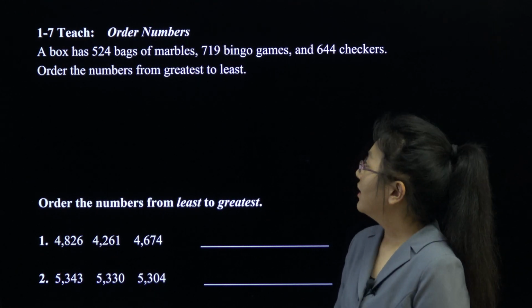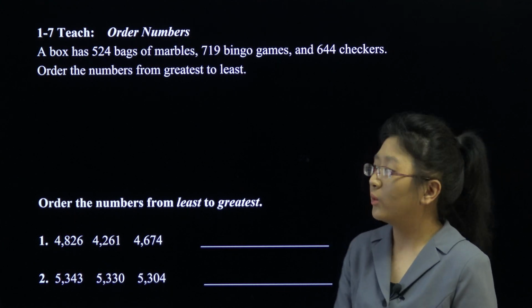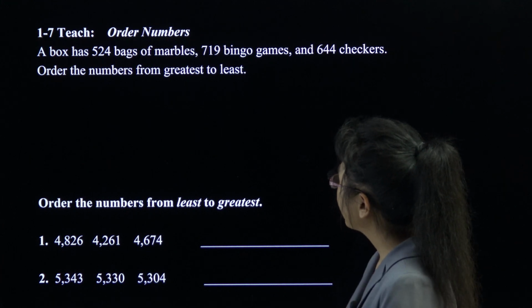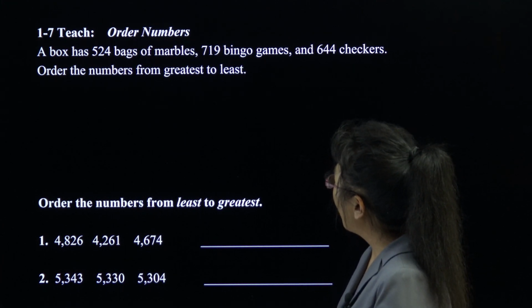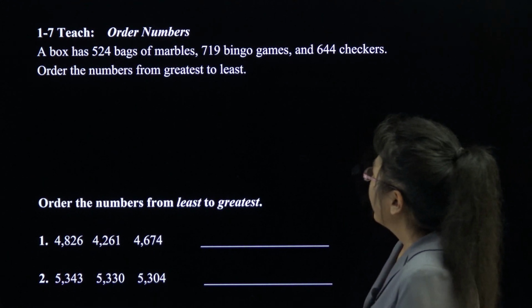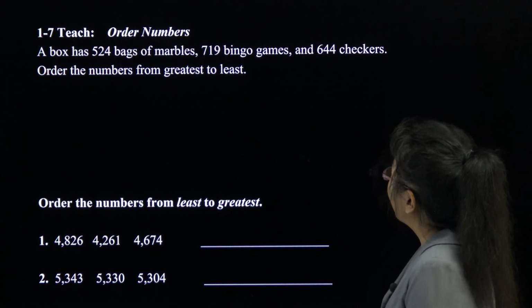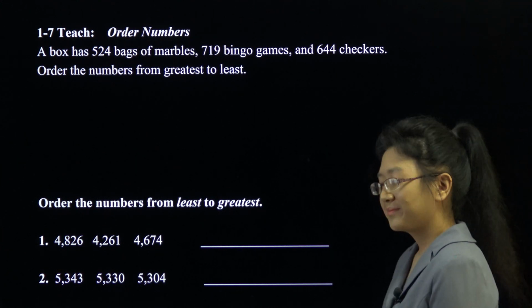Hi. We're going to take comparing numbers one step further and go with ordering numbers. A box has 524 bags of marbles. Alright then. 719 bingo games and 644 checkers.